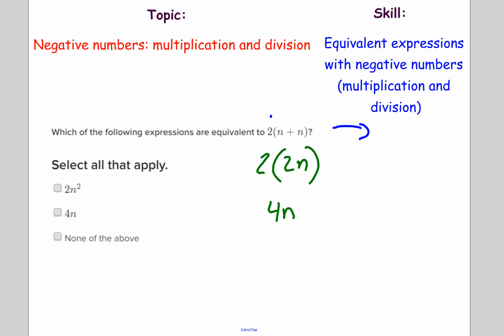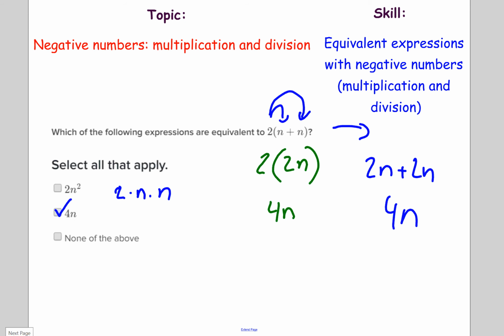The next one is, if you recall the distributive property from 6th grade, which we will get into when we get into equations. 2 times n is 2n, and 2 times that n is also 2n. So 2n plus 2n is 4n. So 4n if I do it this way, 4n if I do it that way, so that one matches. This one does not match because that's not 4 times n, that's actually 2 times n squared, which means 2 times n times n. Not the same as 4 times n, so only the second one is correct.